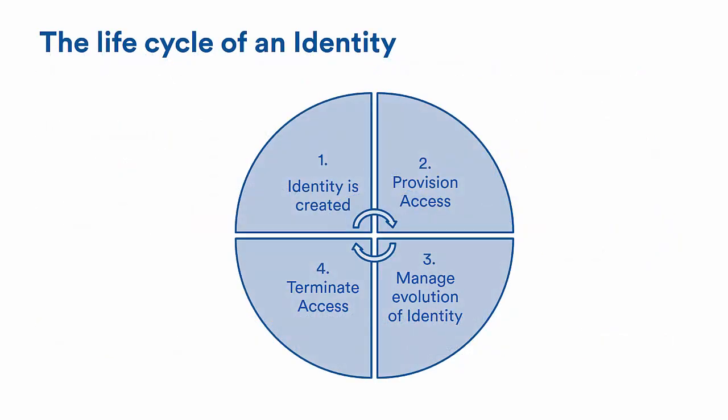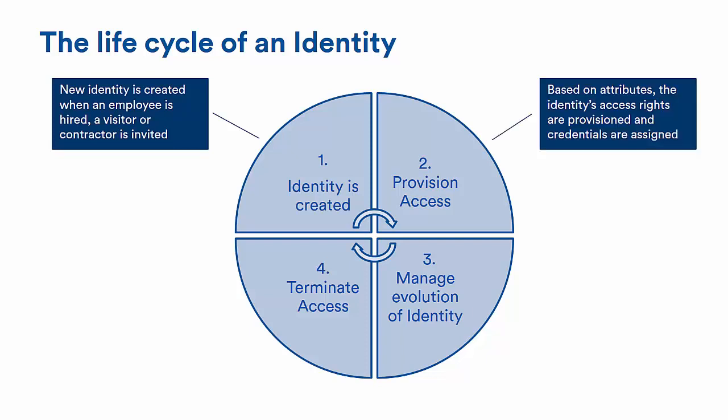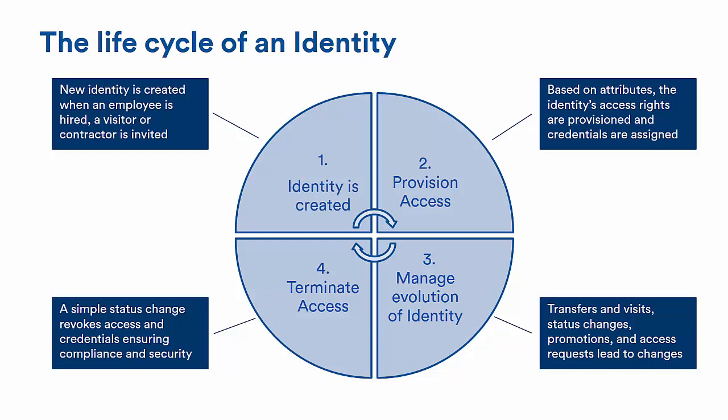From admitting visitors to onboarding and offboarding employees and contractors, identities follow a life cycle that consists of the following. Firstly, the identity creation, like when a contractor starts or when a visitor is admitted to the organization. Next is the access provisioning based on the role and the attributes assigned to the identity. Next is the identity evolution, like for example promotions and as roles change that lead to different access provisioned. And finally, access termination when an employee leaves the organization or when a visitor finishes with their meeting.